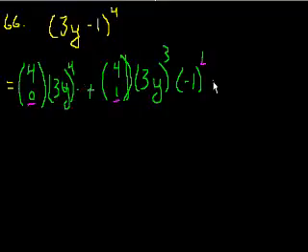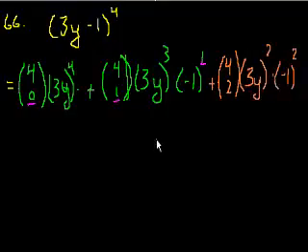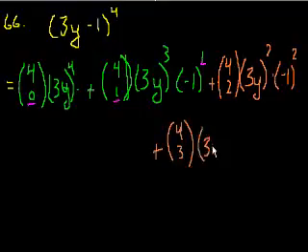I'll switch color. So the next term, you could probably pause it and guess it. It's going to be 4 choose 2. And I know you're wondering, what is this 4 choose 1 and 4 choose 2? Well, we saw it in the last problem, but I'll calculate them in a second. That's going to be (3y) squared times (-1) squared. And we have two more terms, plus 4 choose 3 times (3y) to the 1.